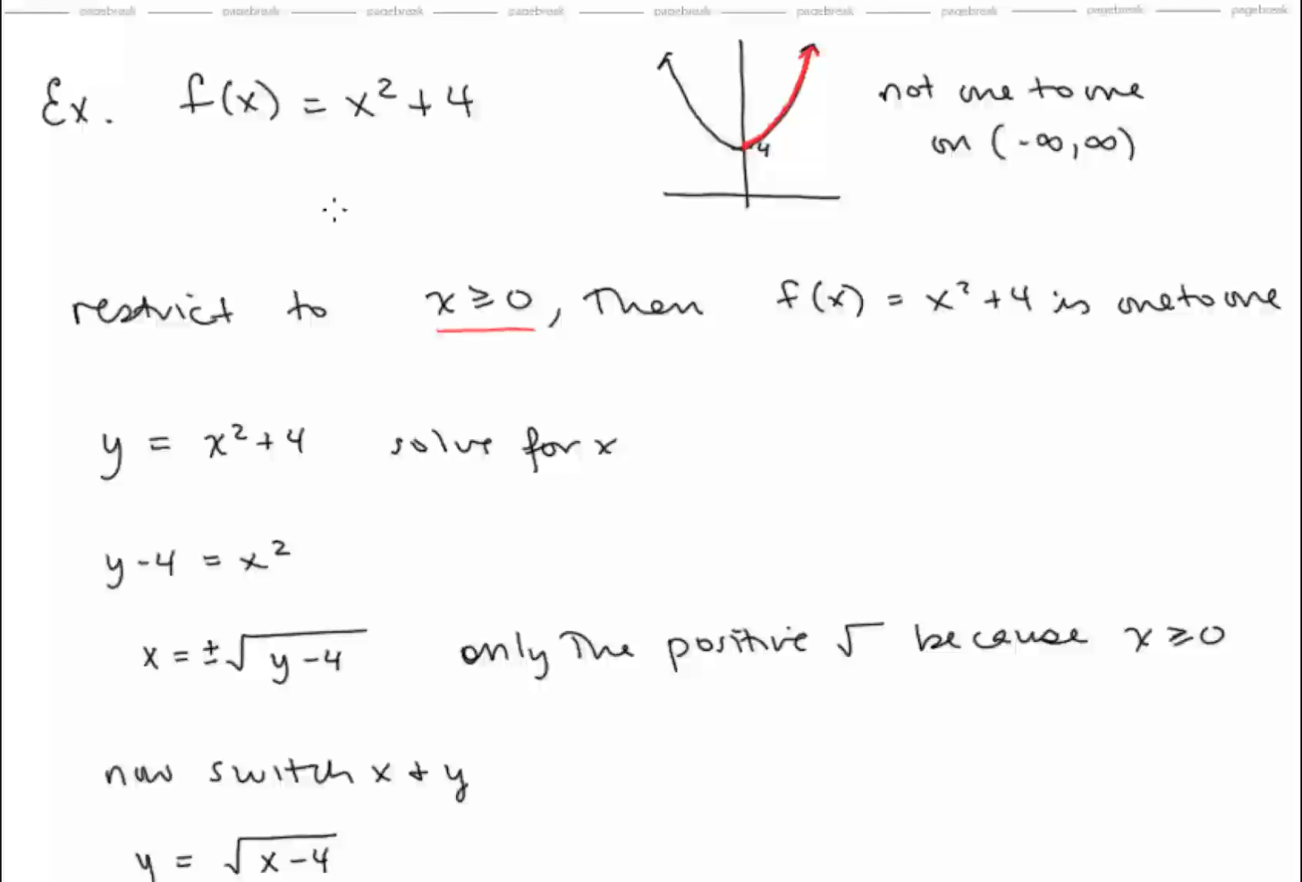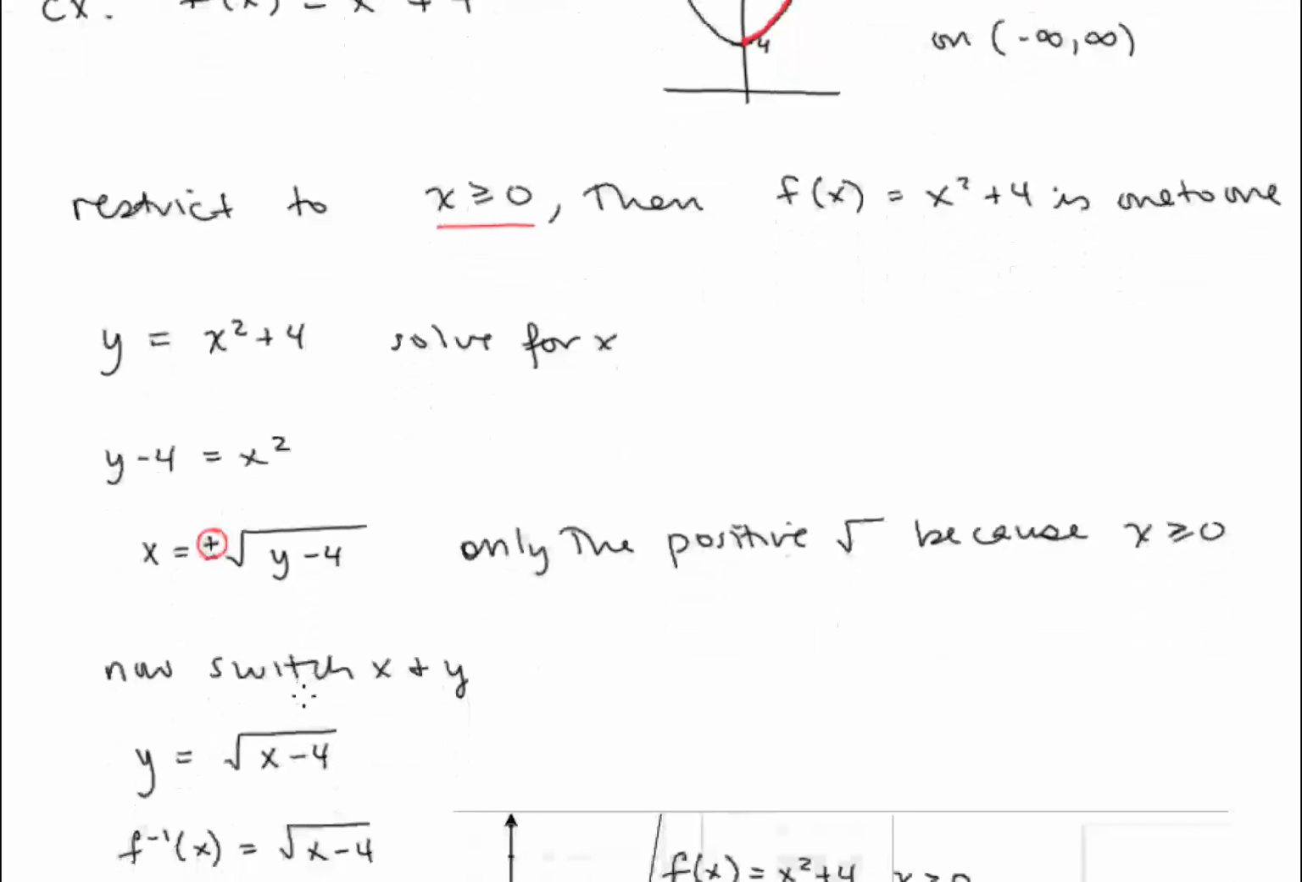So we'll set y equal to x squared plus 4, and we'll solve for x. So y minus 4 is equal to x squared. Now, when we take the square root, we know that we need mathematically to put the plus or minus. But because here we know that x must be greater than or equal to 0, we're only choosing the positive here. So that gives us x equals radical y minus 4.